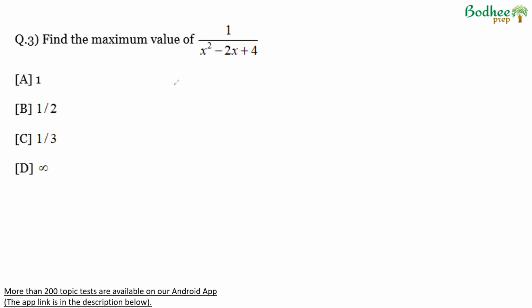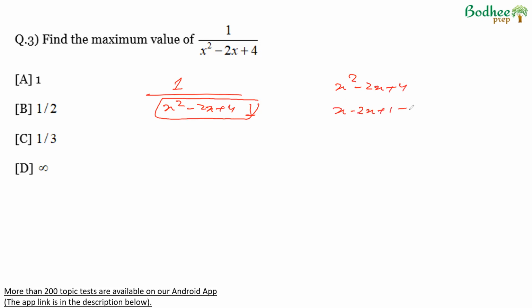Find the maximum value of 1 by x square minus 2x plus 4. If we want to maximize this thing, what we can do is we can minimize the denominator. Now, if we are minimizing the denominator, x square minus 2x plus 4, we see that this is x square minus 2x plus 1 plus 3. So x minus 1 whole square plus 3. The minimum value this will have is 3. And therefore, the maximum value for this entire thing will be 1 by 3, and that will become my answer.